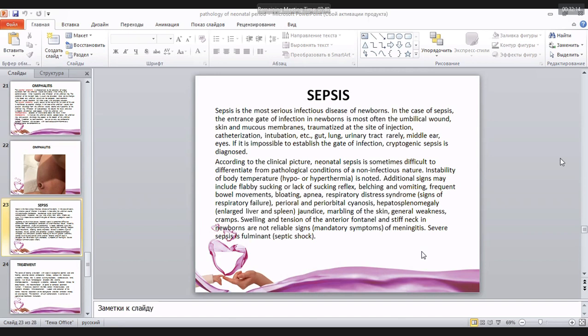And we don't know how to differentiate, for example, sepsis and rhesus conflict, because the treatment is different. Sepsis needs antibiotics. Jaundice due to hemolytic disease needs hemotransfusion. It may be swelling, and that's why it is very difficult. One of the main severe complications is septic shock. Usually, of course, we look for mandatory symptoms of meningitis. Usually these are signs of development of sepsis, and treatment is usually antibacterial.